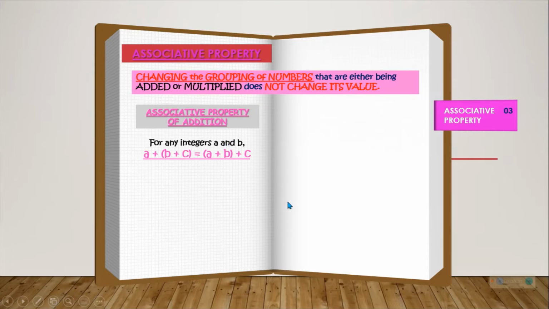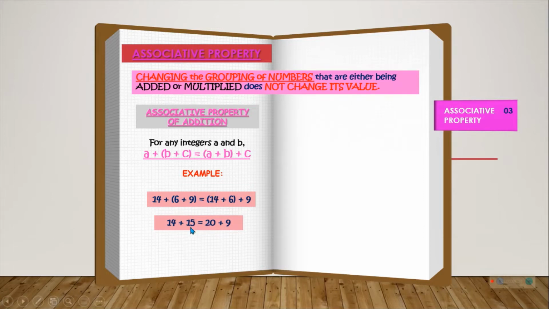Tingnan natin kung they are still equal or does not change its value. For example, 14 plus the quantity of 6 plus 9 is equal to the quantity 14 plus 6, plus 9. So let us see. 6 plus 9 is equal to 15. So 14 plus 15. 14 plus 6 is equal to 20. So that 20 plus 9. 14 plus 15 is equal to 29. Then 20 plus 9 is also 29. So they are equal. It does not change its value.